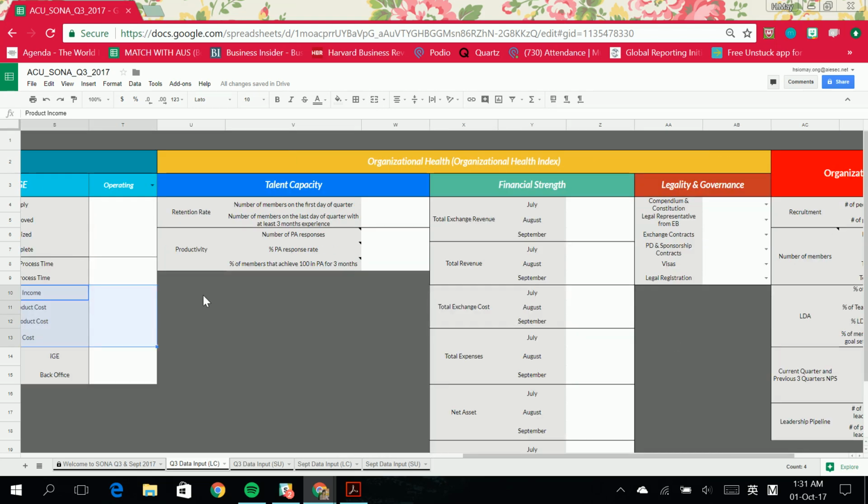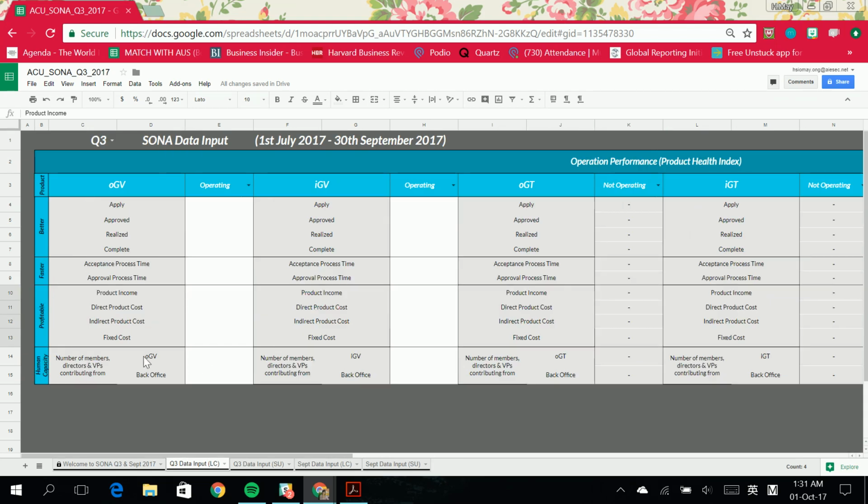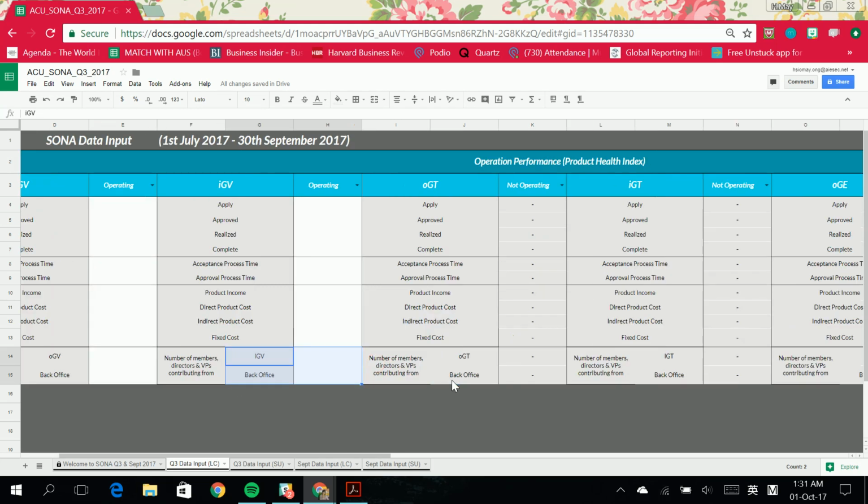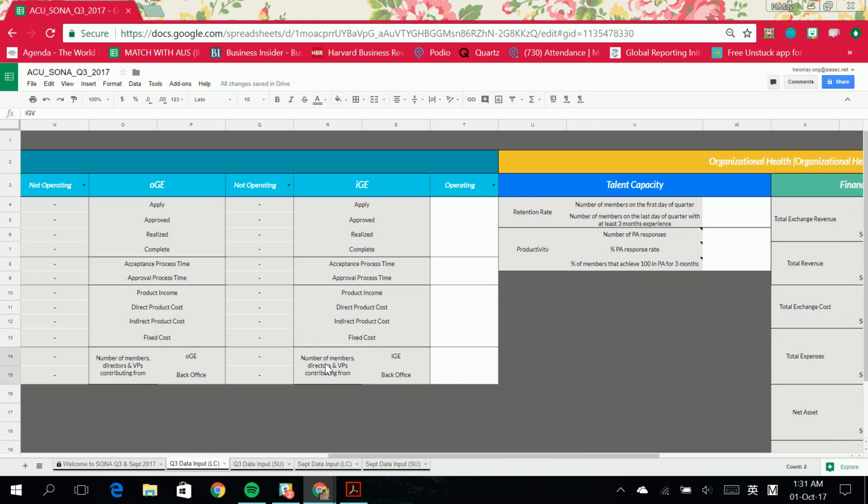For your VPPM, make sure that they cross-check the number of members in oGV and back office here as well. Once your front office fills in the number of members, directors and VPs contributing from iGV, iGE and also back office, make sure that once your VP iGE fills in this, your VPPM actually cross-checks with that to make sure the data is correct.